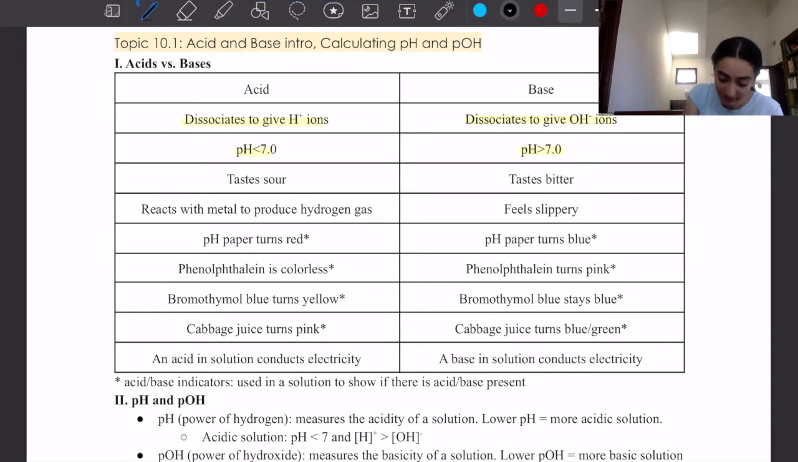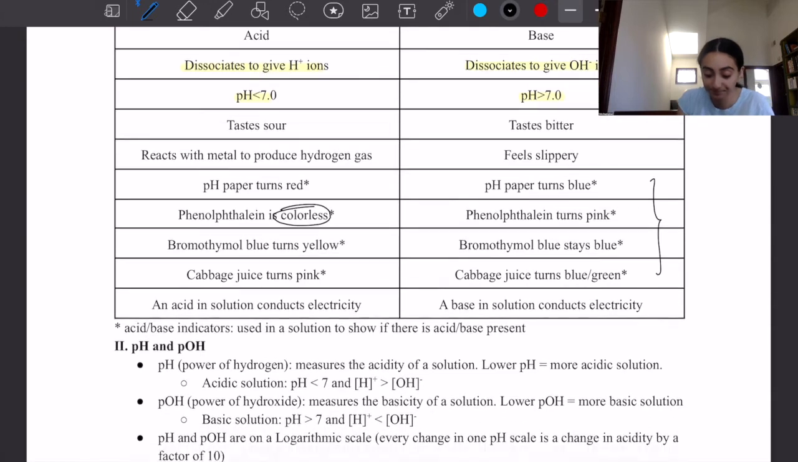And then we also have acid-base indicators. All this stuff here are acid-base indicators, and acid-base indicators are used to show if an acid or base is present. So based on the color of the indicator, you can tell if the solution is basic or acidic. If you put phenolphthalein in a basic solution, it will turn pink, but if you put it in an acidic solution, it will be colorless.